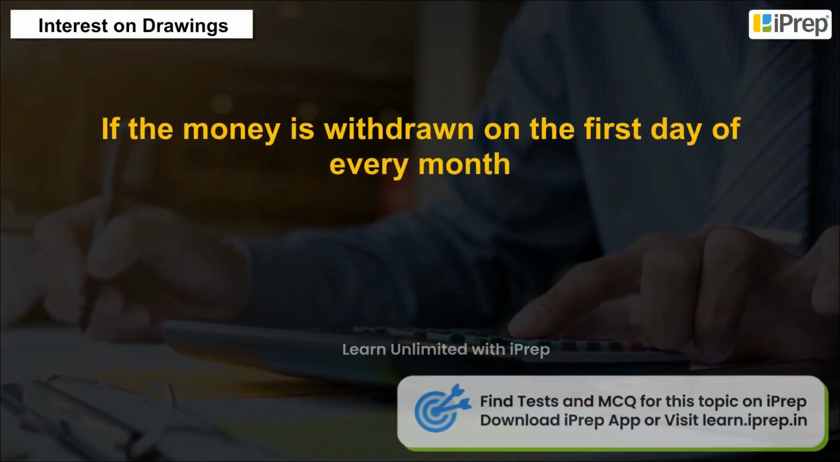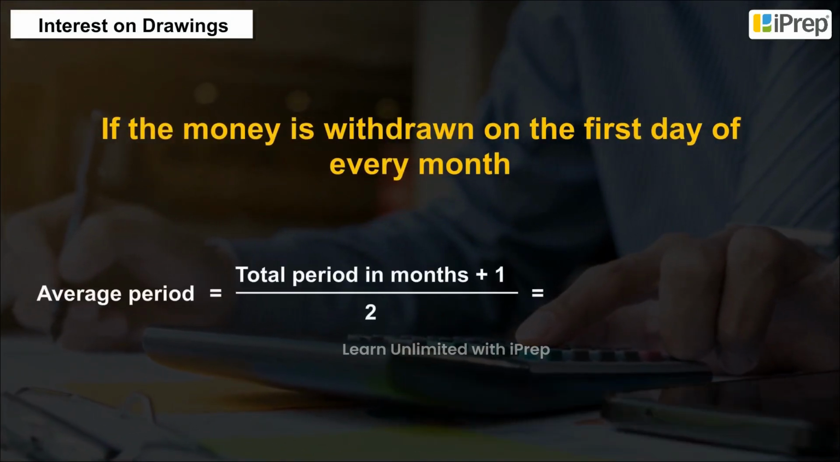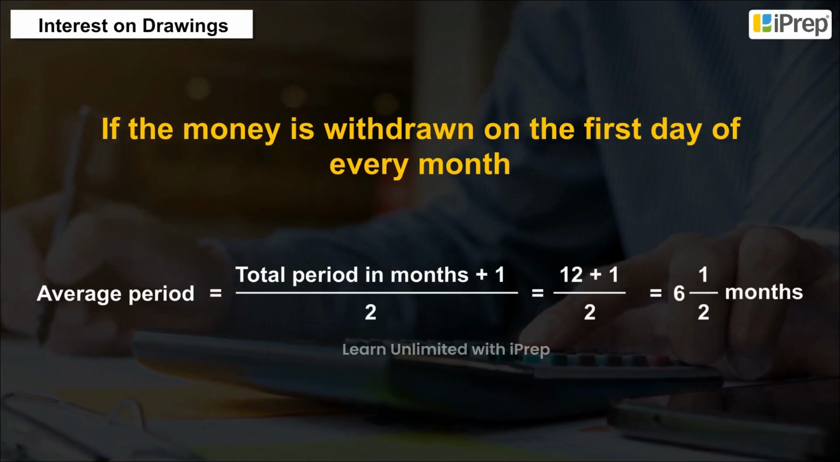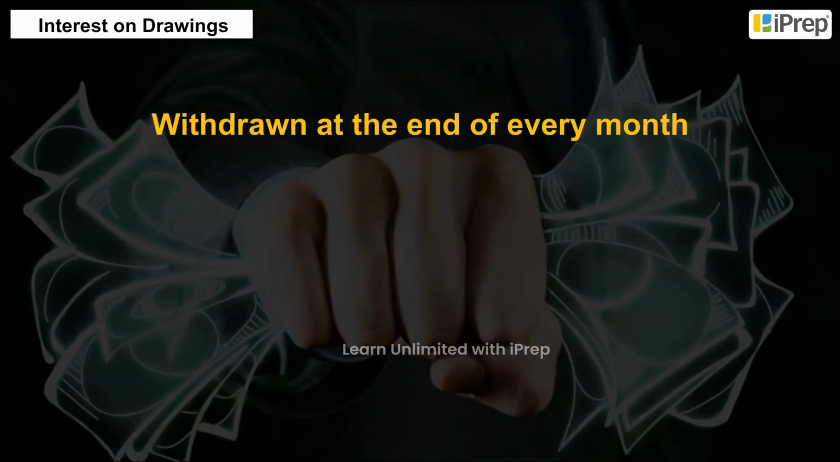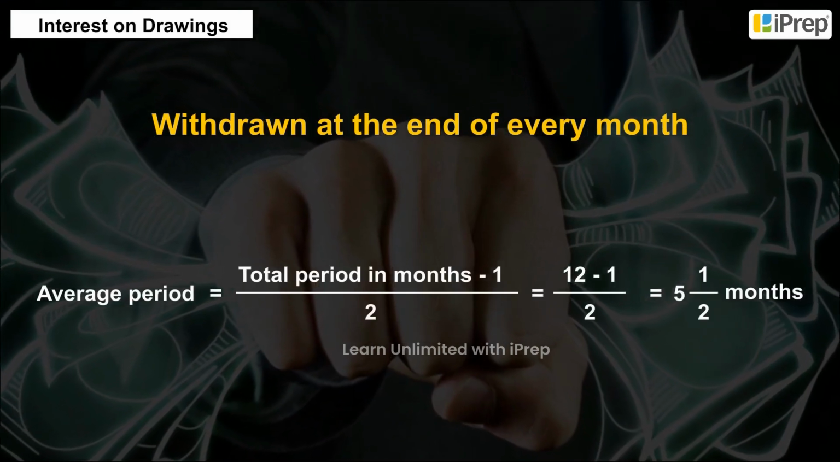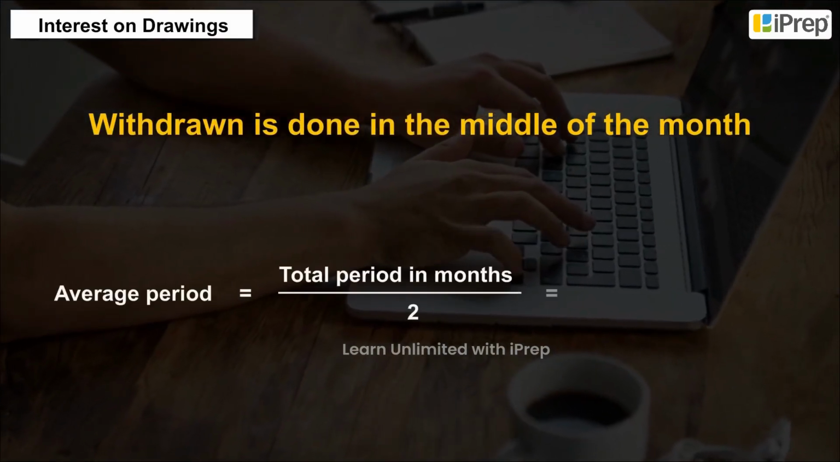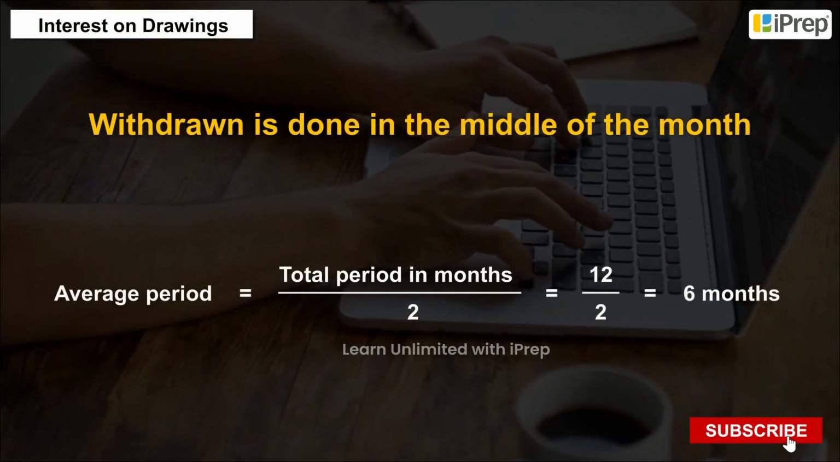If the money is withdrawn on the first day of every month, interest on the total amount will be calculated for 6 months and 15 days. If withdrawn at the end of every month, it will be calculated for 5 months and 15 days. And if withdrawal is done in the middle of the month, it will be calculated for 6 months.